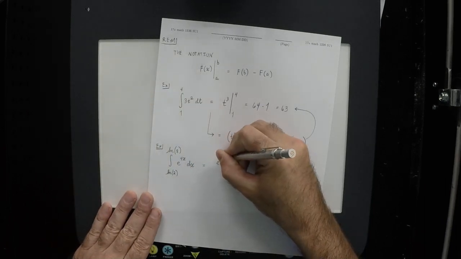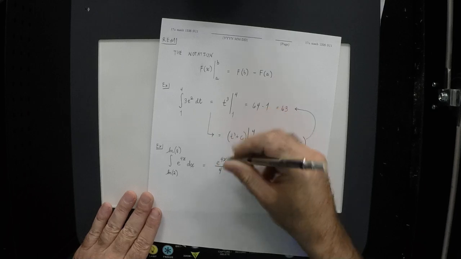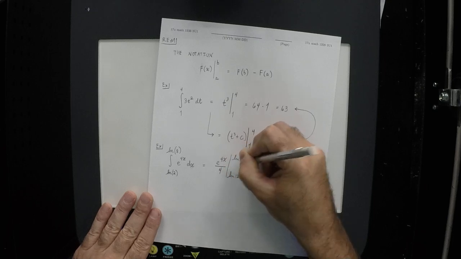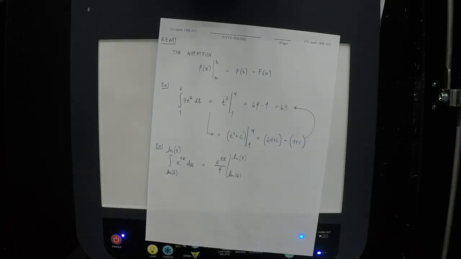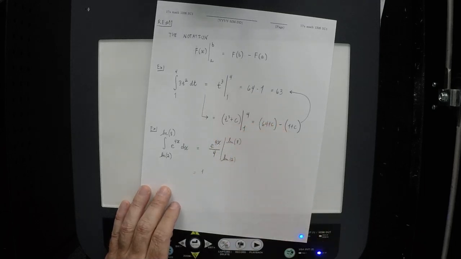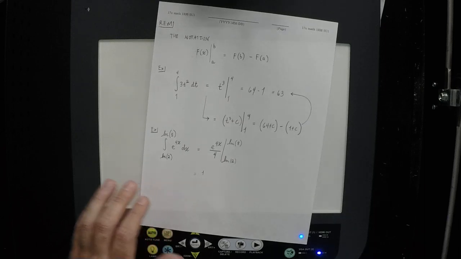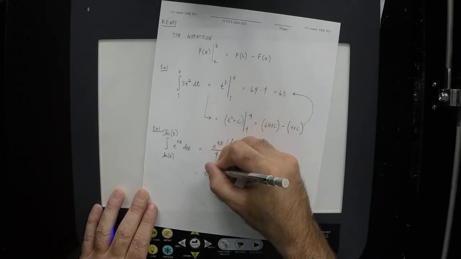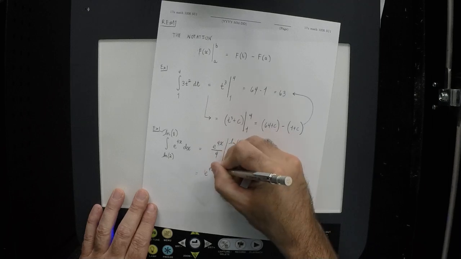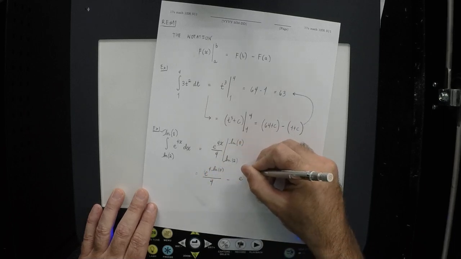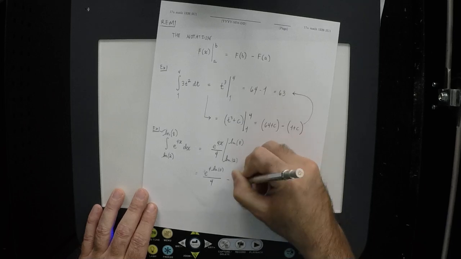So this would be e to 4x over 4, evaluated from the natural log of 2 to the natural log of 8. Now can we evaluate this? Let's see. That would be 1/4, so exponential of 4 log 8 over 4, and then minus exponential of 4 log 2 over 4.